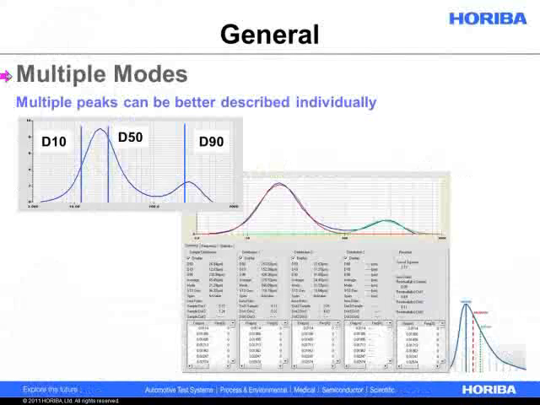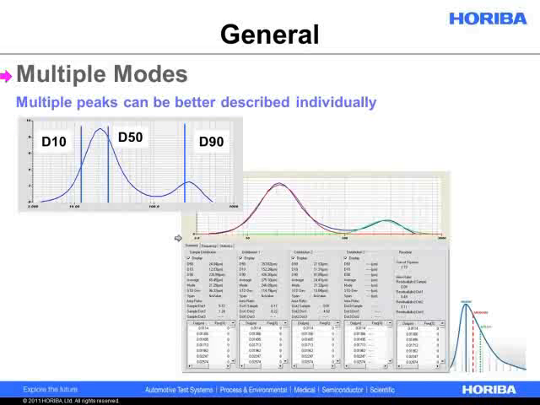So one very common one is when your sample has multiple modes. And in this case, we always recommend using a feature in the LA950 software, and I'm sure in a lot of other instrument software as well, called the multi-mode report. We recommend it because if you just apply the general D10, D50, D90 parameters to a multimodal distribution, you'll get something that doesn't make a whole heck of a lot of sense.